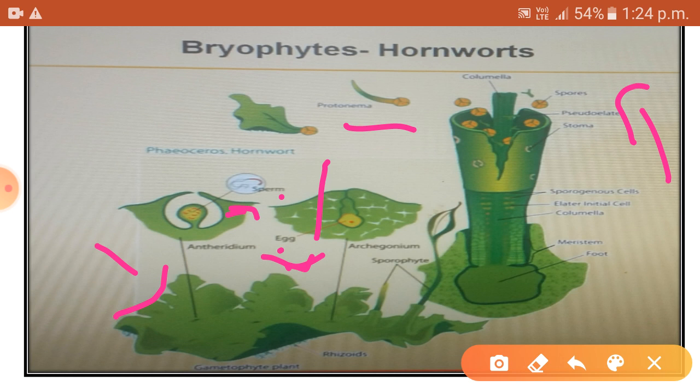The nuclei of the sperm and egg fuse to form zygote inside the archegonium. Then develops the sporophyte with foot, meristem and a long capsule or sporangium. When the spores mature, the capsule splits longitudinally into two ribbon-like halves, releasing the haploid spores and elaters. You can see here. The spores first germinate into protonema, later into an adult gametophyte.